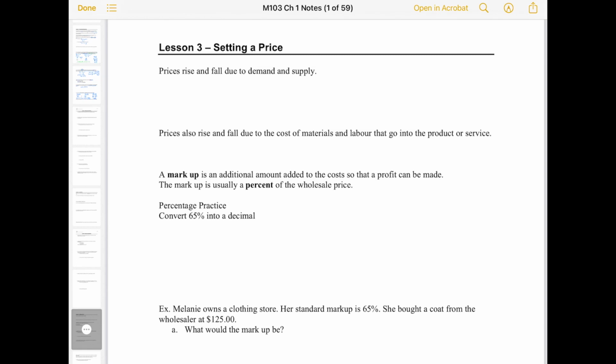All right, lesson 3, setting a price. So prices rise and fall due to supply and demand, yes, but they also rise and fall due to the cost of materials and the labor that go into this product or service. And that's mainly what we're going to be looking at on the math side of things.